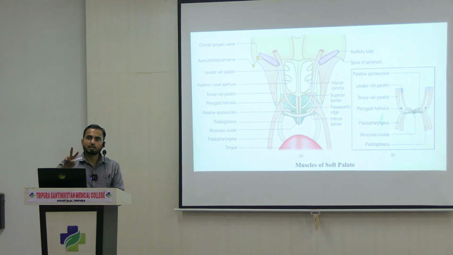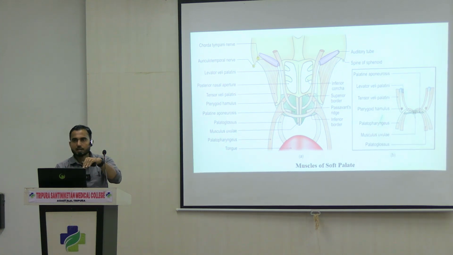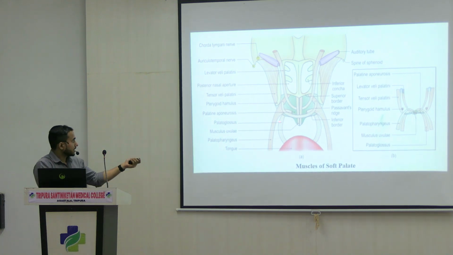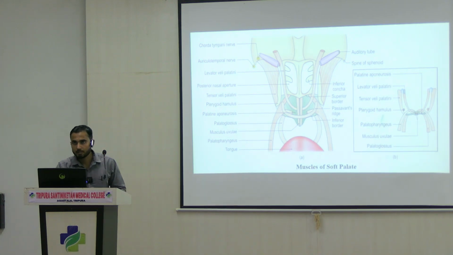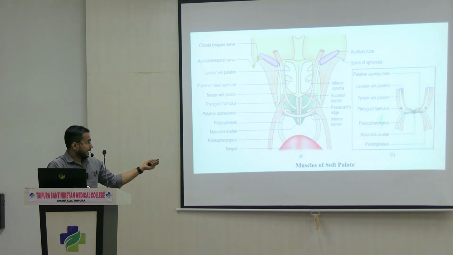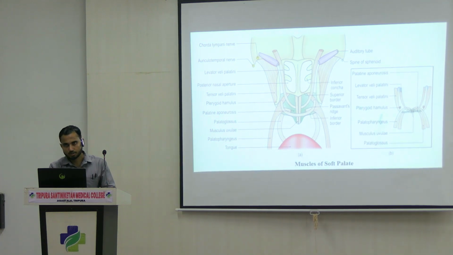Next, two muscles are there which are arising from the aponeurosis of the soft palate, and then they are going downwards, as you can see in the diagram. So which muscle is this? This is palatoglossus and this is palatopharyngeus. So what is the origin of the palatoglossus? If you see, the origin will be the palatine aponeurosis. And what about the insertion? To the side of the tongue, on the posterior aspect.